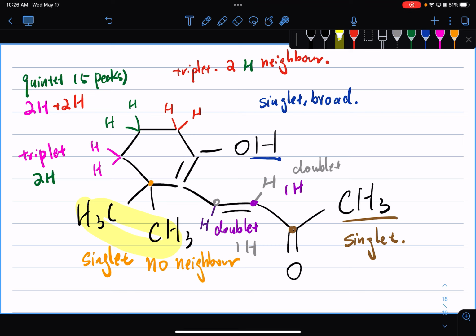So when we're talking about splitting pattern, we're always looking at its neighbor. We're not looking at itself, all right? So this is a little bit counterintuitive, I know that. When we're talking about splitting pattern, you look at the carbon adjacent to that carbon center, and you count the number of hydrogen atoms attached to the adjacent carbon centers. All right?